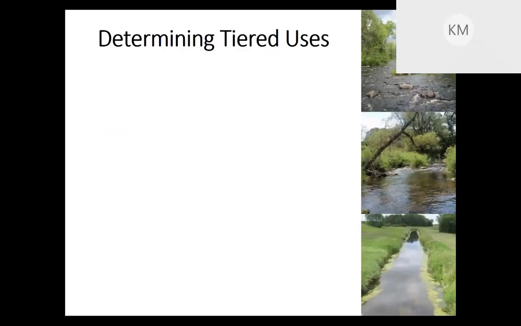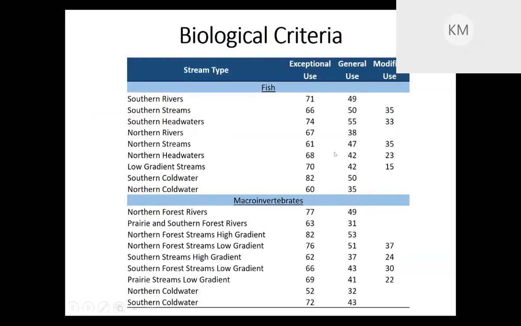How do we go about actually determining these tiered uses? It's largely, or at least primarily, driven by the biology. So the first thing we're going to ask is whether or not those general or exceptional use biological criteria are met. If a stream meets the biological criteria for the general use, then it's going to be a general use stream. If it's doing better than that, if it meets the criteria for exceptional use, then it gets designated as exceptional use, because meeting those criteria demonstrates that those uses are attainable.